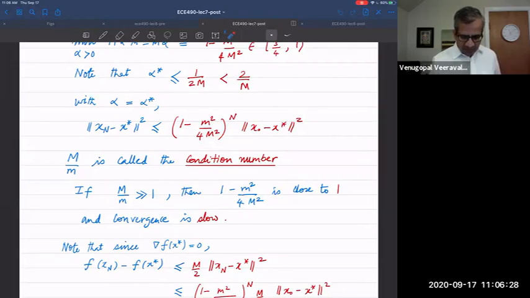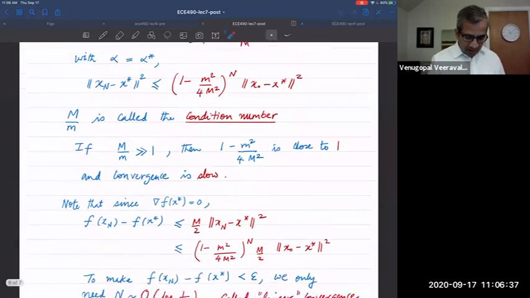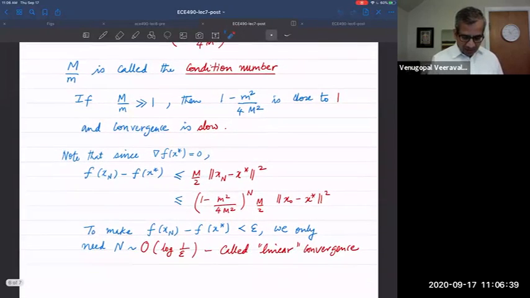If they're close to each other, the ratio can actually be equal to 1. So little m can be equal to capital M if the function is quadratic, for example. And in that case, you get the best convergence rate.